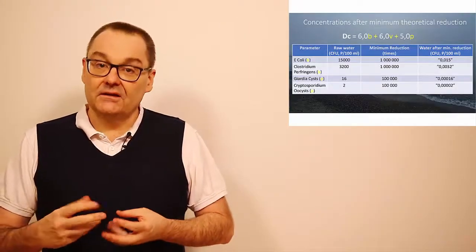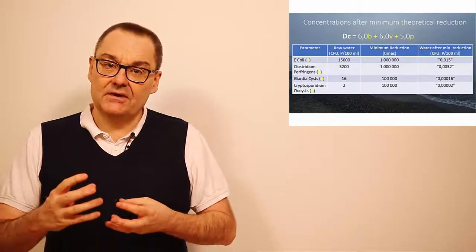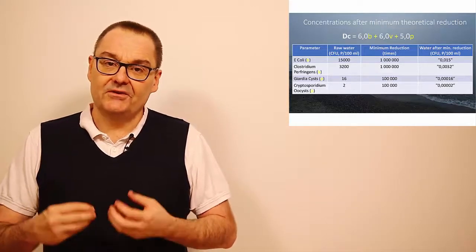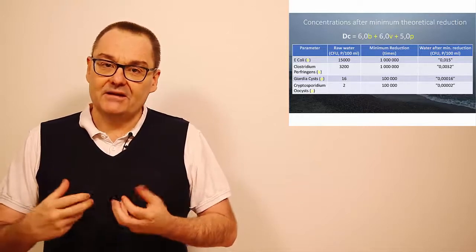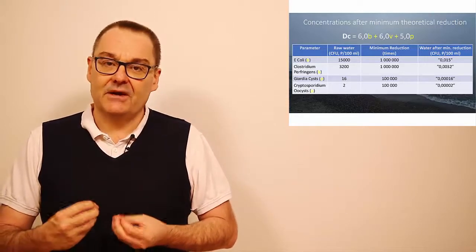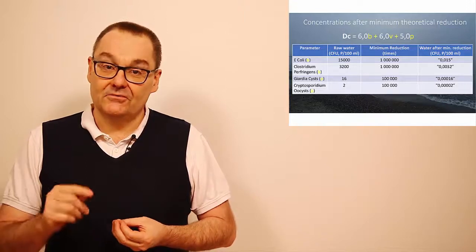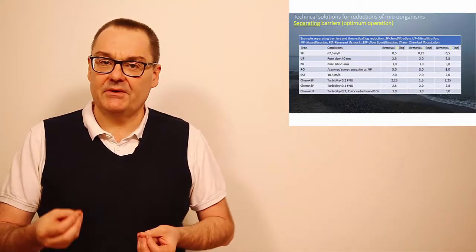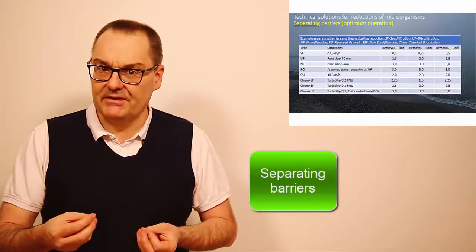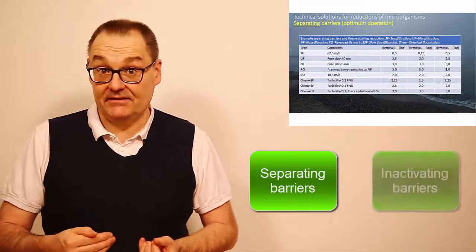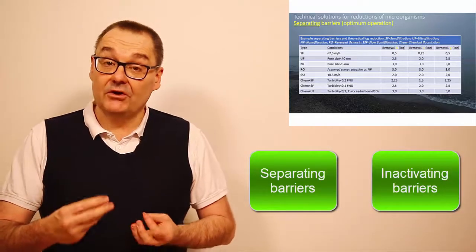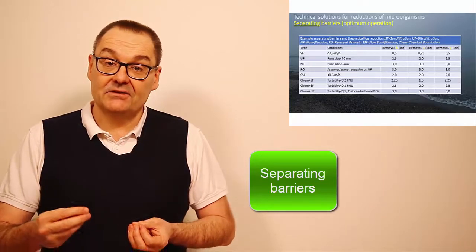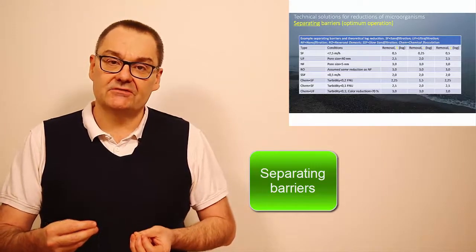So with this, let's now go to the technical solution in order to practically set up these barriers. That we're going to do right now. You have two types of barriers: separating barriers and inactivating barriers. Now we are going to start by looking at the separating barriers and examples of technical treatment solutions for those barriers.